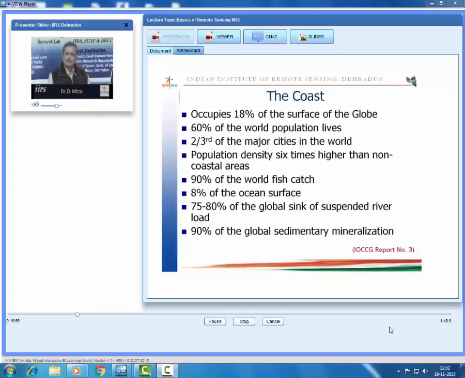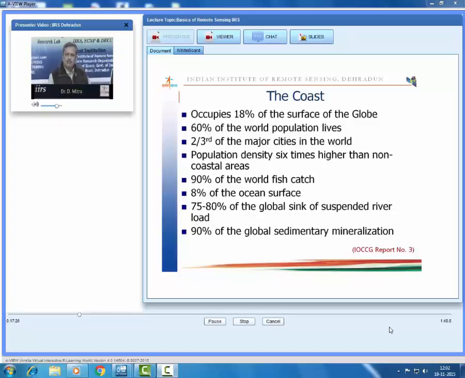Two-thirds of the world major cities are lying in this coastal area. As I have already told, population density is 6 times higher than the non-coastal areas. And another very important thing is that 90% of the world fish catch is coming from the coastal water. This is also very important. There are various countries, small island countries and other countries, whose major earning is coming from the fisheries and also from tourism. Now the question may arise, why is 90% of the fish catch coming from the coastal water?